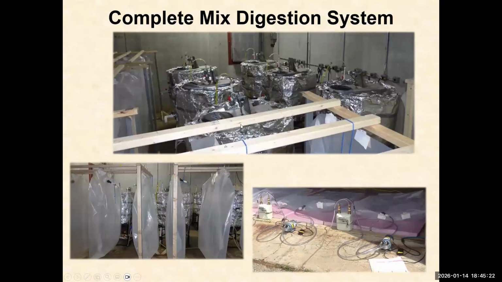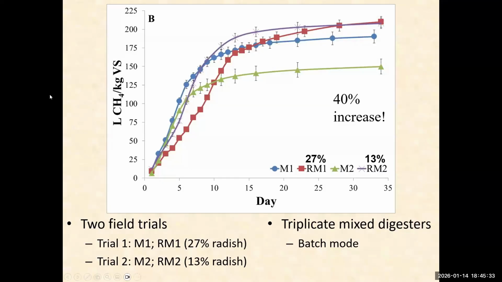So you can see here, this is a bird's eye view of our experiment. You can see how we used our 6 complete mix digesters here for our field trial. And so for these particular field trials, these digesters contained either manure only or a radish plus manure co-digestion mixture. And then during trial 1, we used a 27% radish mixture. And in trial 2, we used a 13% radish mixture.